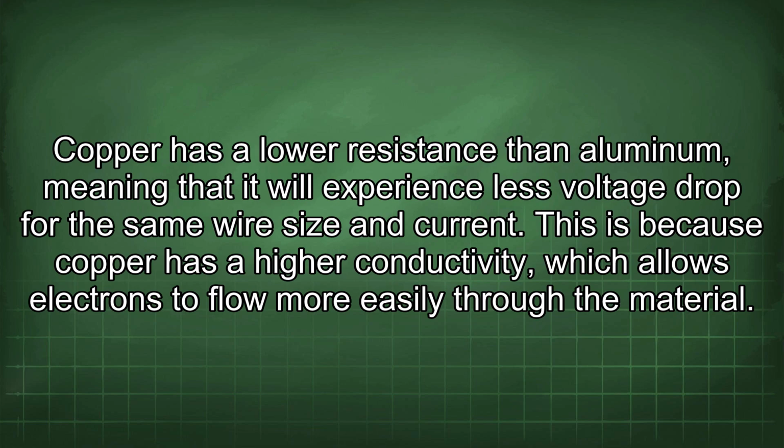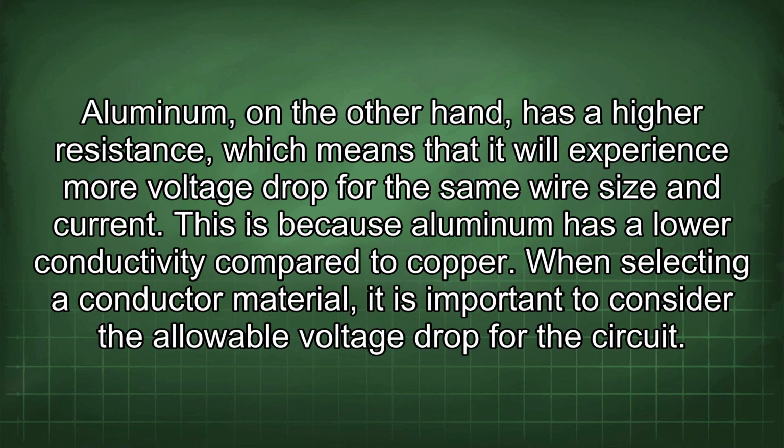This is because copper has a higher conductivity, which allows electrons to flow more easily through the material. Aluminum, on the other hand, has a higher resistance, which means that it will experience more voltage drop for the same wire size and current. This is because aluminum has a lower conductivity compared to copper. When selecting a conductor material, it is important to consider the allowable voltage drop for the circuit.